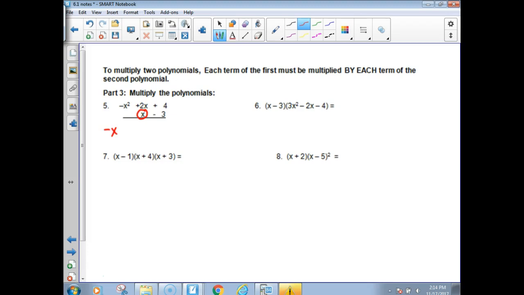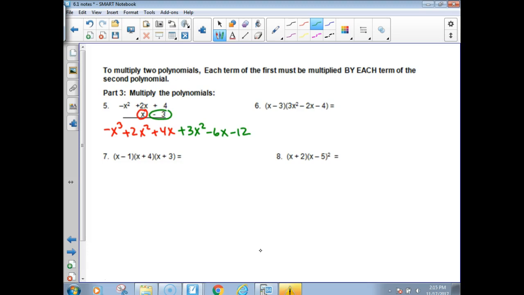That would give me negative 8x cubed plus 2x squared plus 4x. Next, I'm going to multiply with a different color times negative 3 times everything, which gives me a positive 3x squared, negative 6x, and negative 12. Okay, so multiplying them, we just did it.